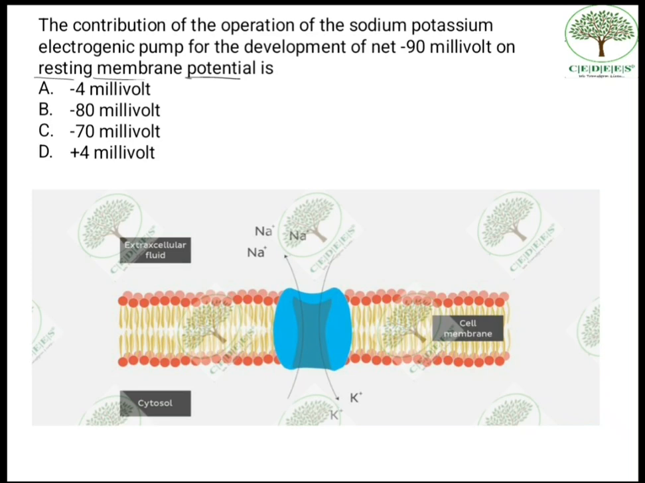Now we all know that in general our membrane is more permeable to potassium and impermeable to sodium. In a resting state, the nerve membrane is not permeable to sodium, it is permeable to potassium.